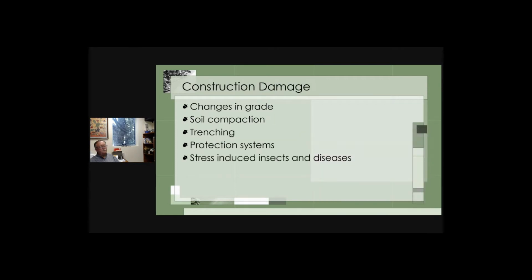Changes in grade can occur as a result of construction. We may also have compaction. Compaction is very damaging to existing trees. We may have to trench for new utilities if we have a construction area. We should develop protection systems for those trees to eliminate these hazards, and then recognize that anytime we have stress that's been created, we may induce insects and diseases coming in.